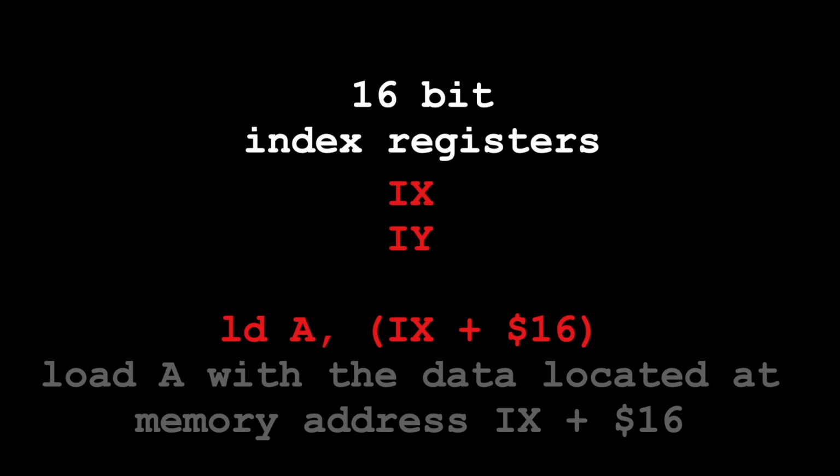These are index registers. We've used IX in some of our examples already. An index register provides a quick way of finding numbers that are offset from the base of that index register. For example, LD A, (IX plus 16), would load A with the byte that is 16 above the index address.